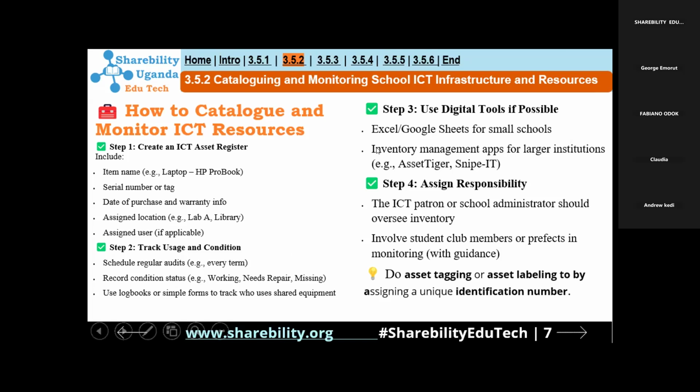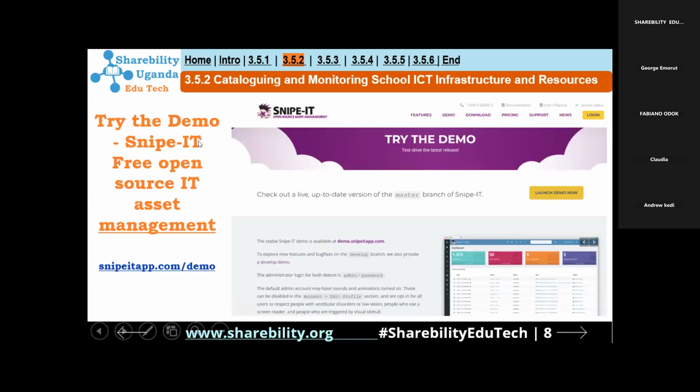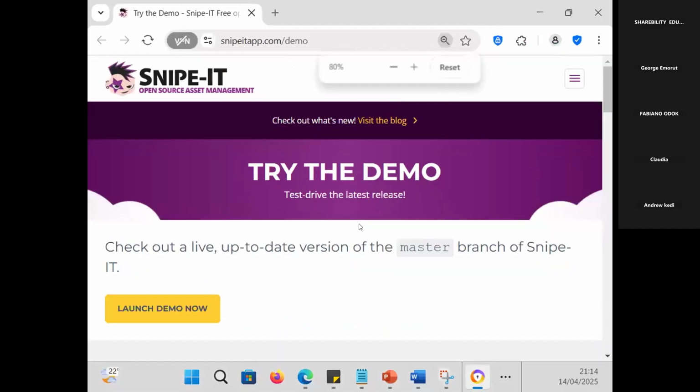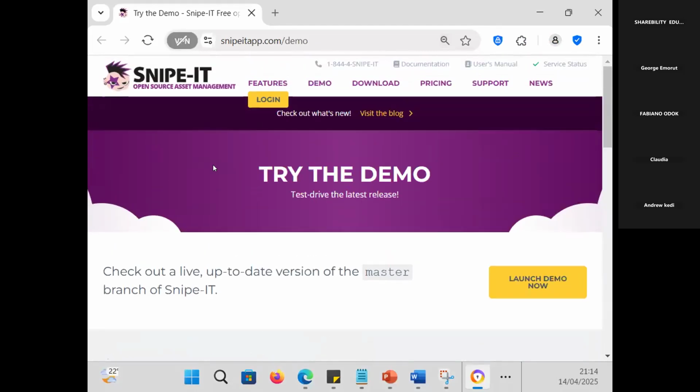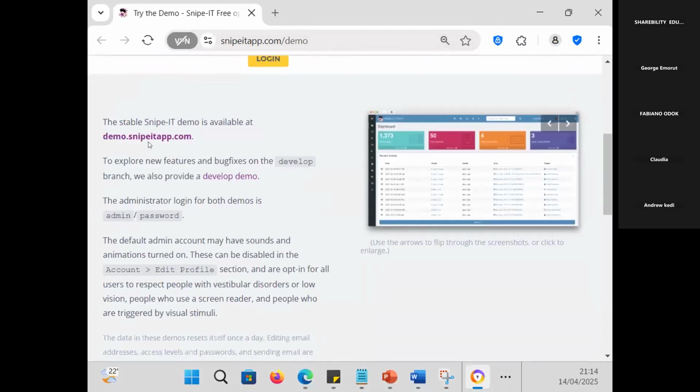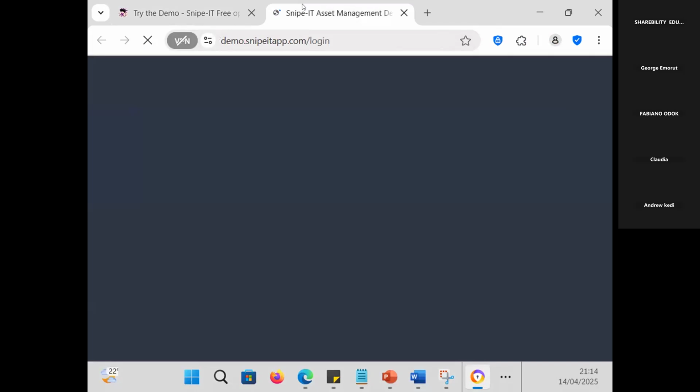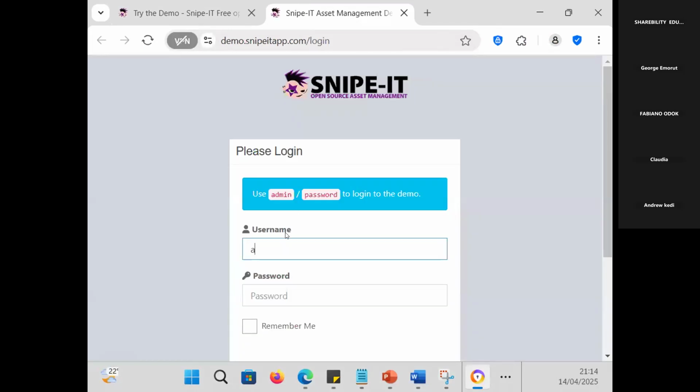So with this, we have this software called Snipe IT. This software can help in tracking your devices if you are a big organization. But if you are a small organization, you can just use Excel and track your devices. So this one is open source. It's called Snipe IT. I would encourage you to visit the website snipeitapp.com, and you can click on the demo link. And when you go there, the username is admin and the password is password.